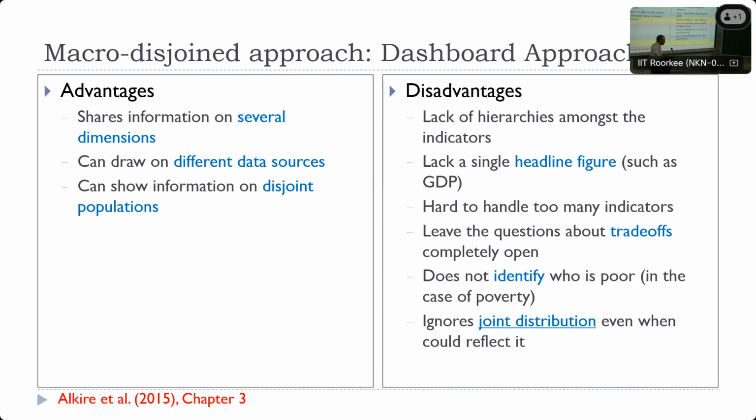Disadvantages: you completely avoid hierarchical dimensions. Do you want to provide more importance to one dimension vis-a-vis others? No answer in general. A single headline figure is often very strong. I mean, one of the reasons why GDP and HDI, despite being so problematic, get the traction is mainly because single headline figures are really powerful politically. It is the truth.